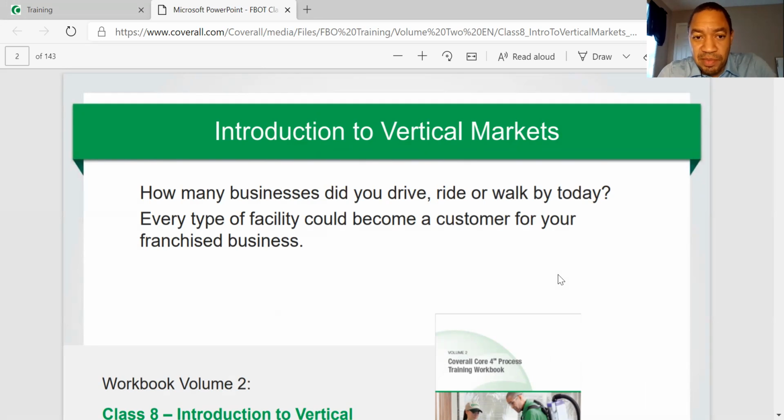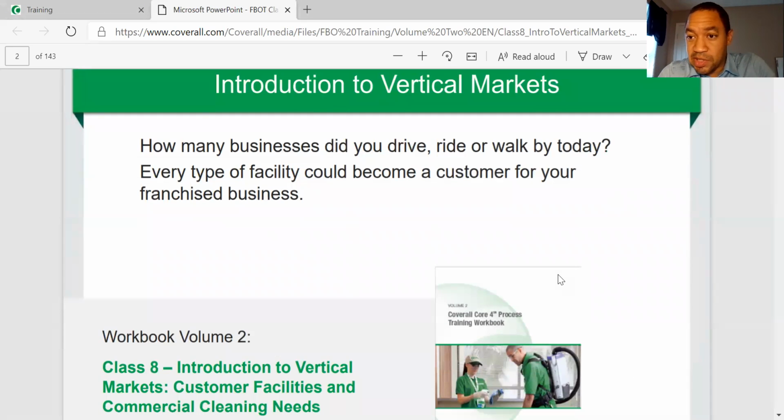So how many businesses did you drive, ride, or walk by today? Every type of facility could become a customer for your franchise business. That's how you've got to train yourself to look at businesses when you're out in public. Everything that you pass or every person that you come in contact with or talk to could possibly be a future customer.